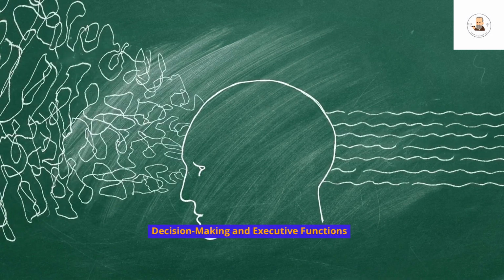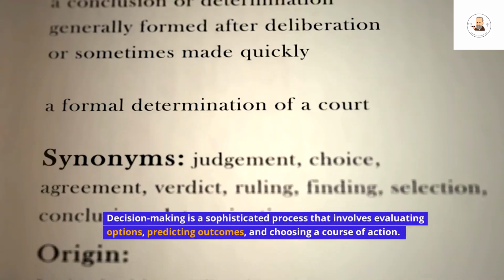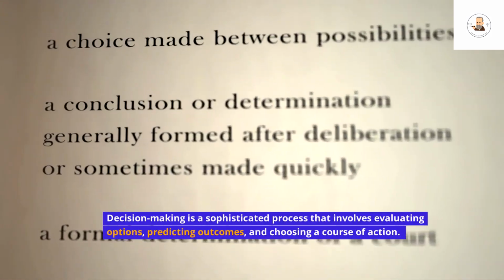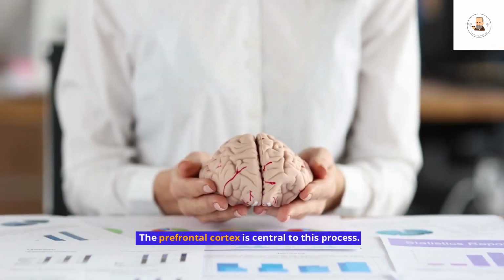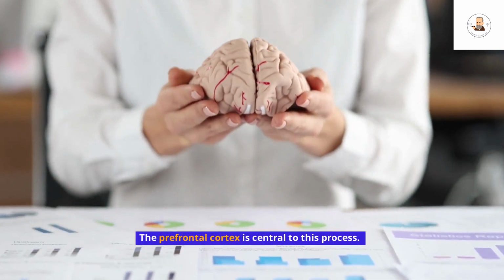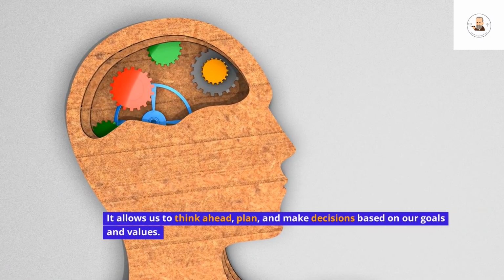Decision-making and executive functions. Decision-making is a sophisticated process that involves evaluating options, predicting outcomes, and choosing a course of action. The prefrontal cortex is central to this process. It allows us to think ahead, plan, and make decisions based on our goals and values.